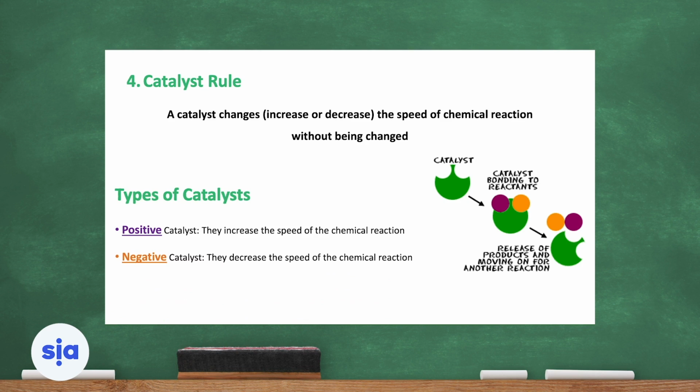Look at this picture. This green one is a catalyst. Catalyst means a helper for the reaction. Maybe this helper will increase the speed of the reaction or will decrease it. These are the reactants. They will become bonded or combine with the catalyst. The reaction will happen and then the products will come out, leaving the catalyst unchanged. Most catalysts speed up the reaction. They are positive catalysts, by the way.